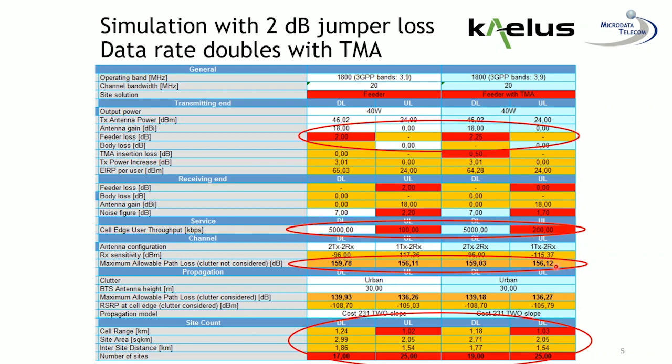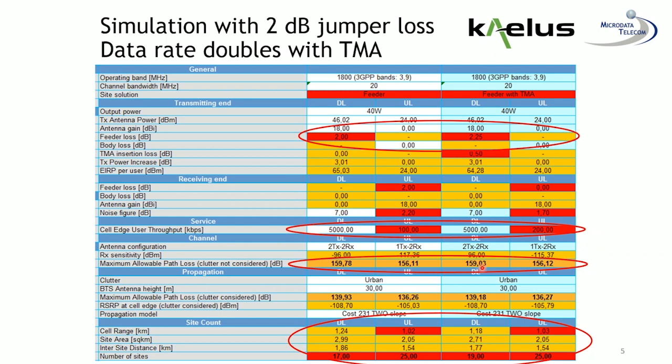Looking now at the same kind of link budget as from the blue book, we can see that maximum allowable path loss for downlink with no TMAs and only 2 dB jumper loss is basically 160 dB. Maximum path loss in uplink for 100 kilobits is 156 dB. So we are 4 dB short of providing 100 kilobits in this balance calculation.